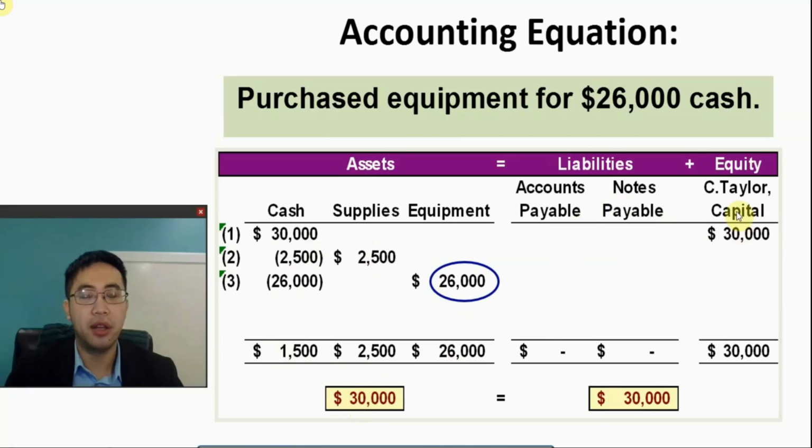And on the other side, the equity is still Chase's capital. He first injected into the business, and his well-being, his assets under his control, is still this assets of $30,000. It's just a change from $30,000 cash to three types of assets altogether.